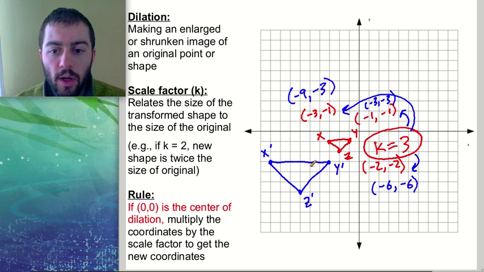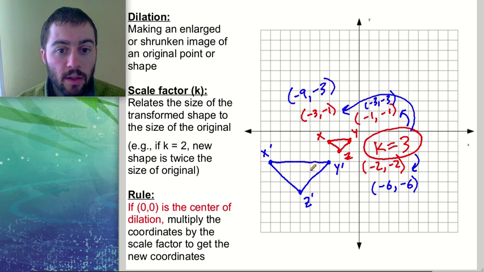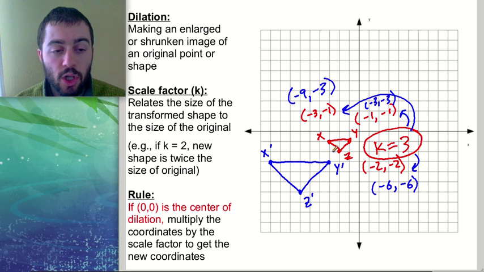All right, so again, we can see the shape looks exactly like the original. The only thing we've done is change its size. So again, these triangles are going to be similar, and the orientation is the same, right? Point X is still to the left of point Y. Z is still below X and Y, right? So the orientation, everything stayed the same except for the size of the shape and the location where it was on the coordinate plane.